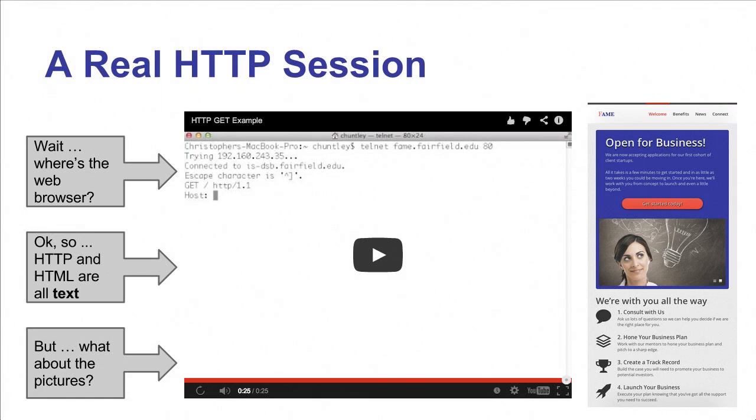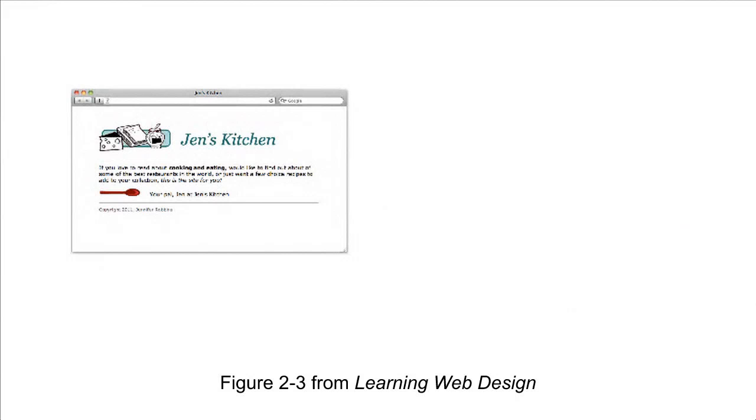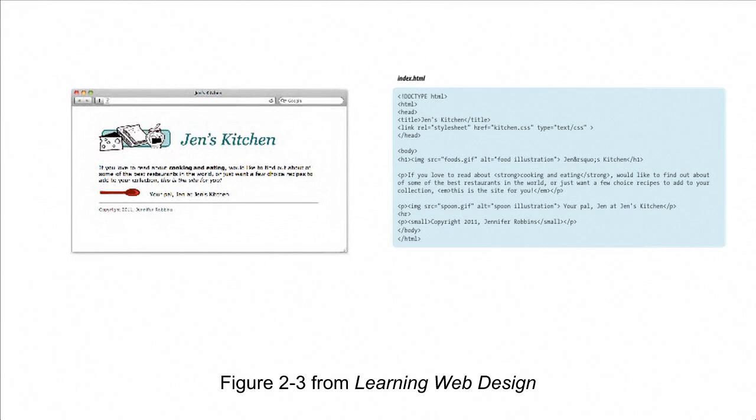For things like pictures, we'll need a web browser to view them, but we can retrieve them like any other file using HTTP. Here is an example from the book of how this works. The page is actually composed of 4 different files. The first is an HTML file that defines the content and structure of the page.